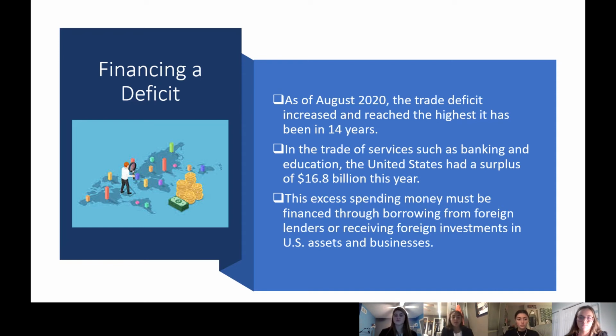Although we are in a big deficit right now, in trade services such as banking and education, the US is actually very successful and has had a surplus of $16.8 billion as of this year. So that's a positive, but it's still not large enough to fix the deficit.